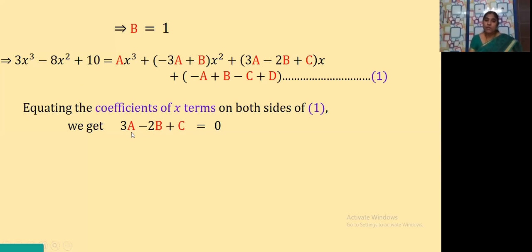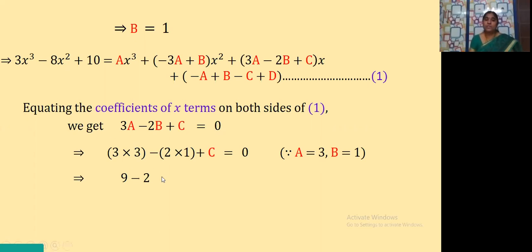Here we already know the values of a and b, so let us replace them. 3 into 3 minus 2 into 1 plus c is equal to 0, since a is equal to 3 and b is equal to 1. Okay. Now what is 3 into 3? 9. 9 minus 2 plus c is equal to 0, which is 9 minus 2 is 7. 7 plus c is equal to 0, which is c is equal to minus 7.